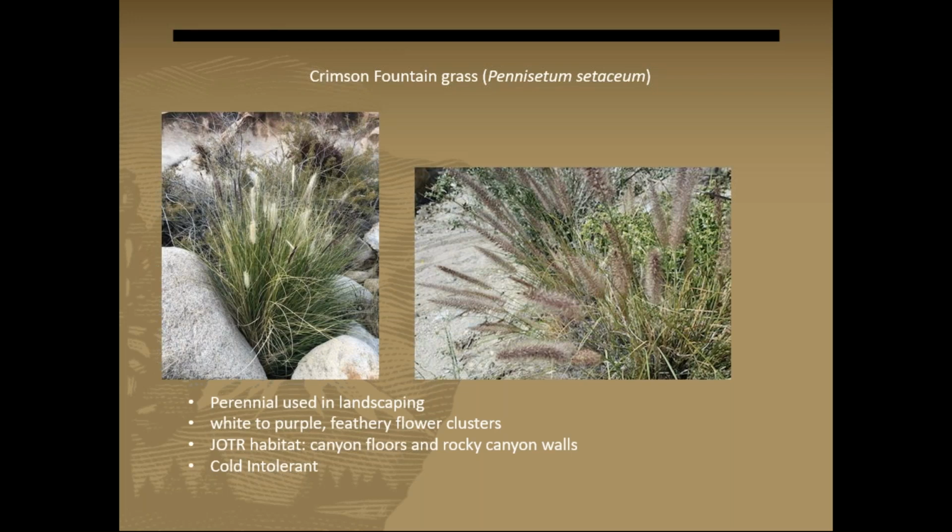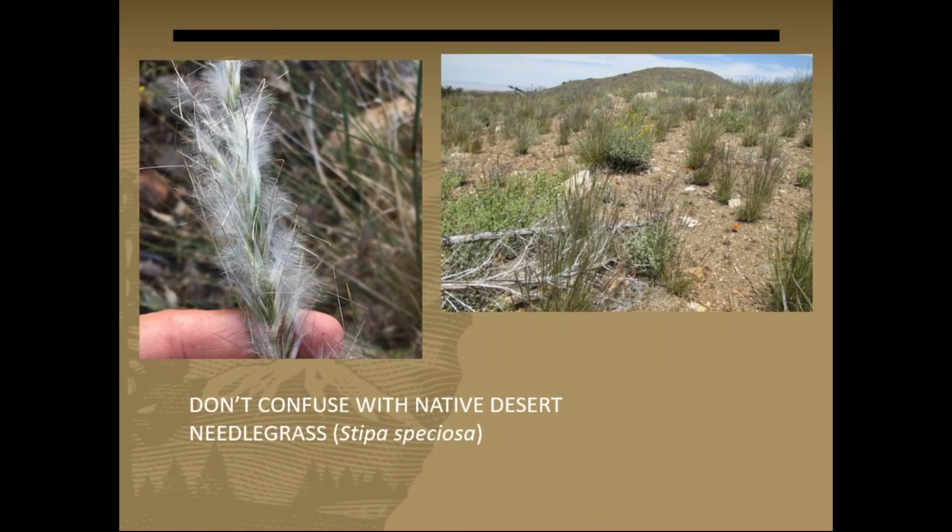So one thing you'll notice is if you're in the towns of 29 Palms or Joshua Tree, you will see fountain grass growing all over the place, but you don't see it very much in Yucca Valley, other than where it's been planted, and I think that's because of its cold intolerance and the threshold that's crossed as you go up in elevation. So, one native perennial grass that we have in the park is desert needlegrass.